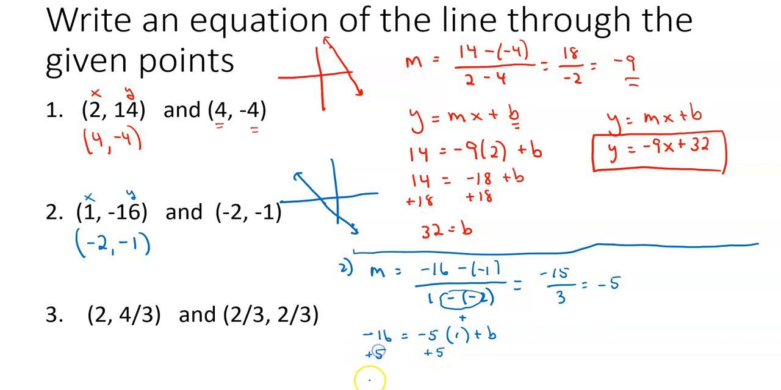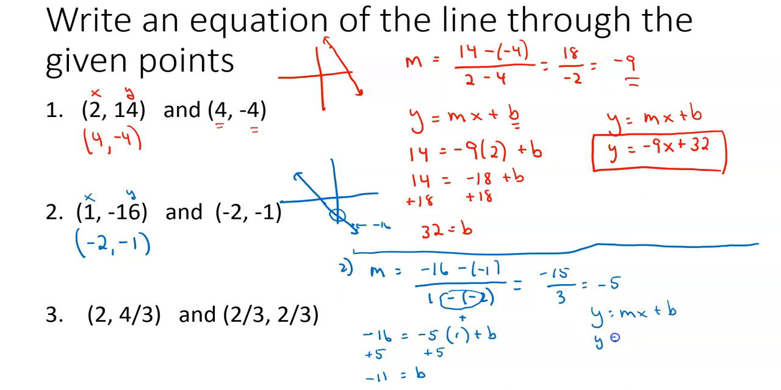Negative 16 plus 5 is negative 11, which makes sense, right? Here's our y-intercept. If that point over here has a y value of negative 16, then it makes sense that that intercept point is negative 11. So we come back over to the side. We're going to now write the equation for our line, y equals mx plus b.